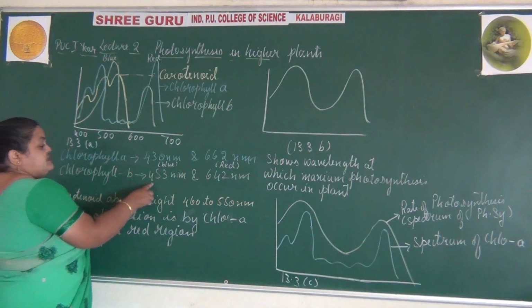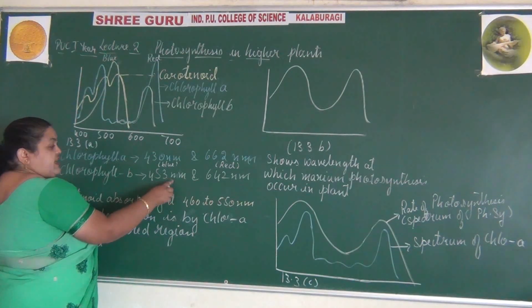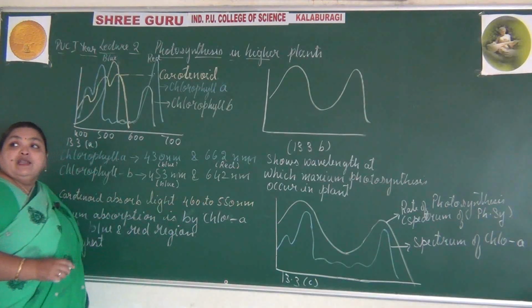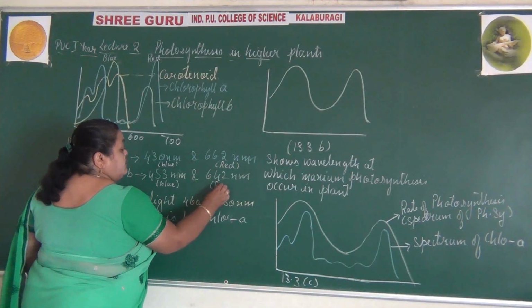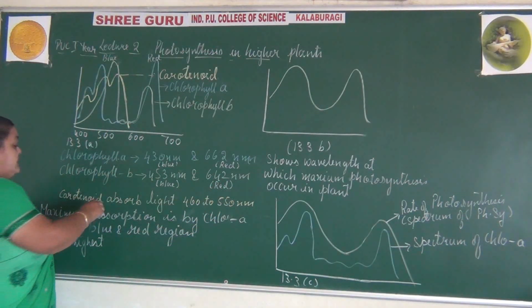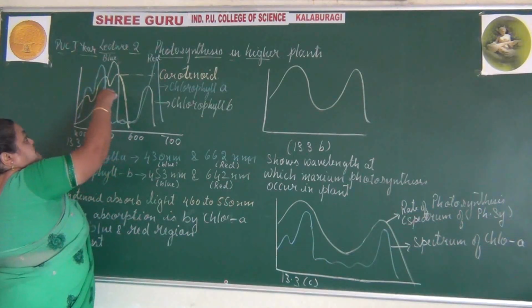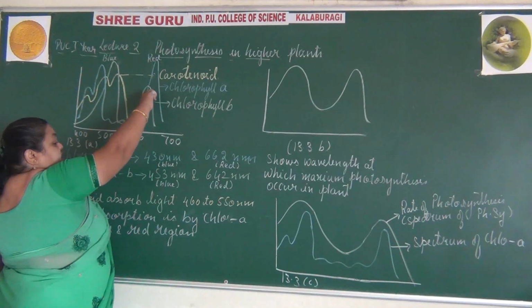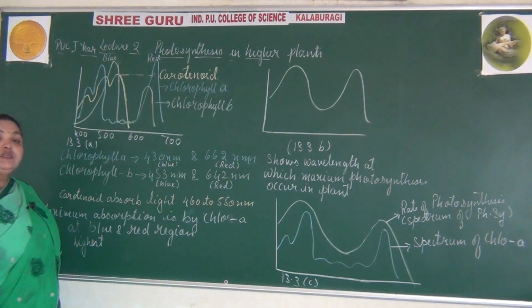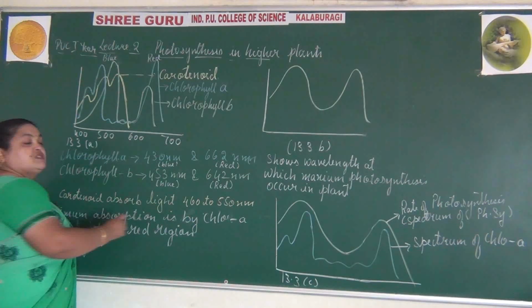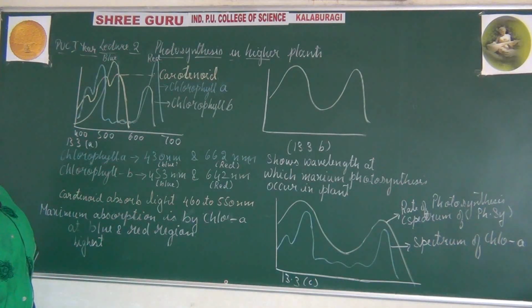While chlorophyll B absorbs 453 nm in the blue region of light and 642 nm in the red region of the light. While the carotenoids absorb 460 wavelength, with the highest at 462 and the other wavelength is 550. So this graph totally implies that the chlorophyll maximally absorbs the wavelength of light.